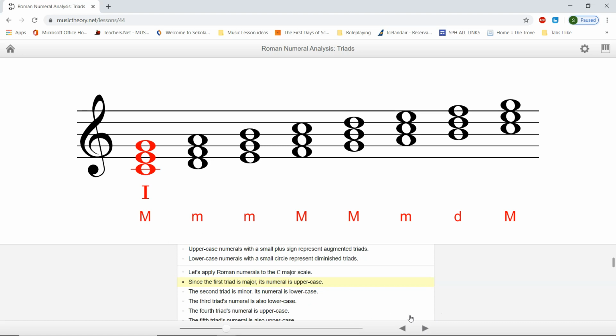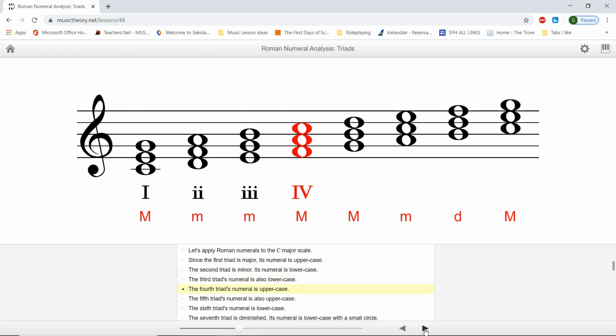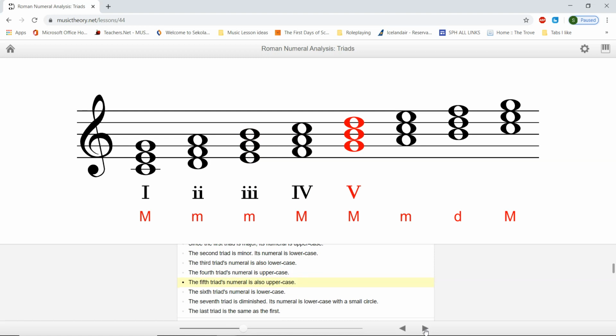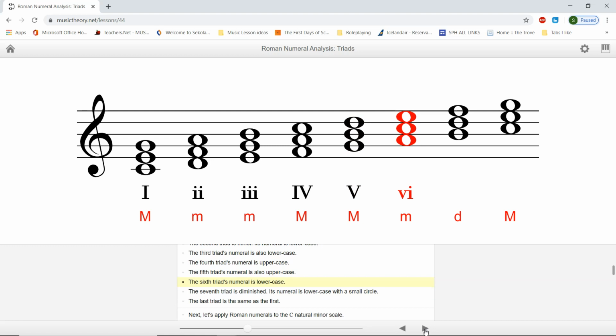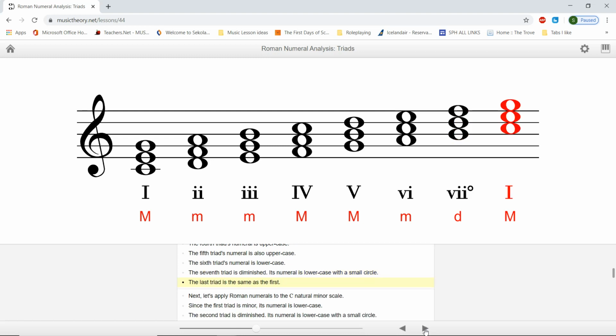So first triad is major, so the Roman numeral for it is going to be uppercase. Second triad, third triad are both minor, so they're going to be lowercase Roman numerals. The fourth and fifth are major, so they get capital Roman numerals. The sixth is a minor, so it's lowercase. The seventh is diminished, so it's minor with the little degree symbol or the little circle. And then the very last triad of a major scale is going to be the same as the first.